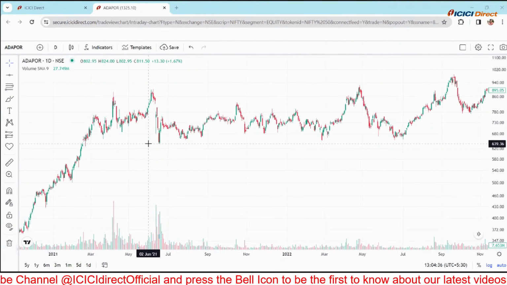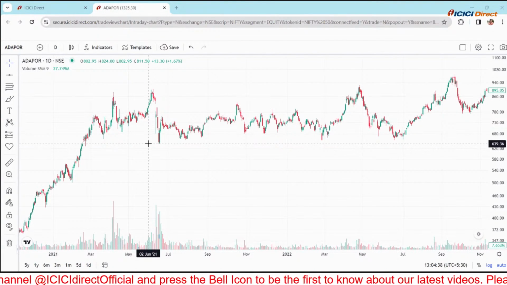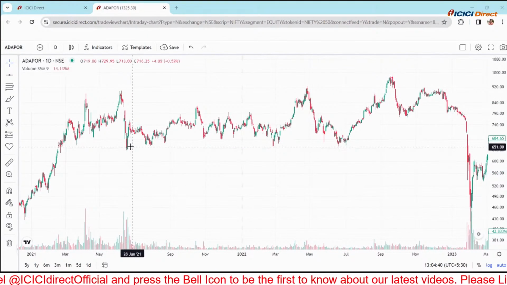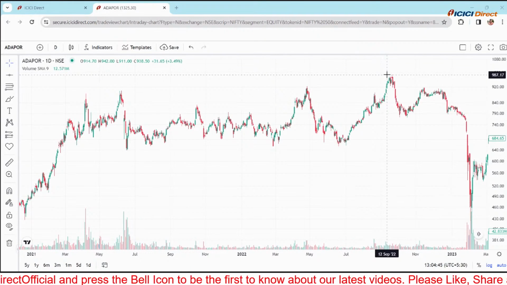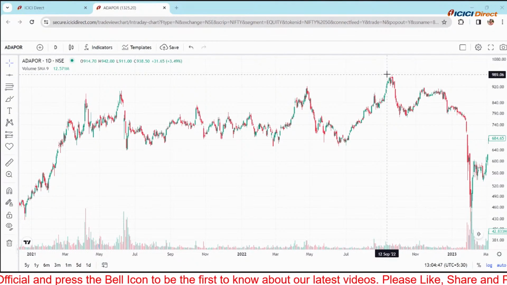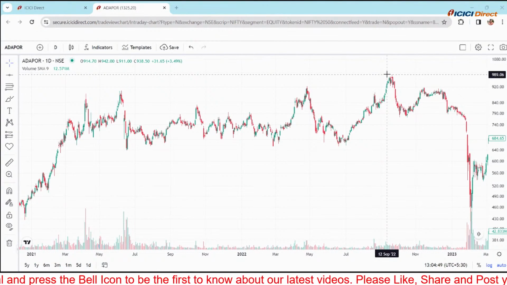down to that level because this is some 640-ish level. This would have been the stop loss, 630, 640 level. It never came down until you saw this Hindenburg thing happening. So from 640-ish level, people have seen the high of 990 as well. That is almost 50% gain.